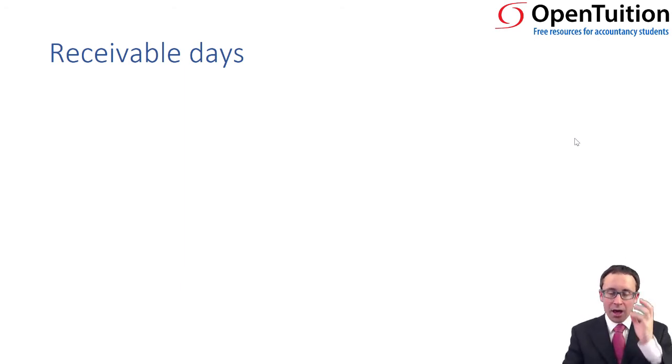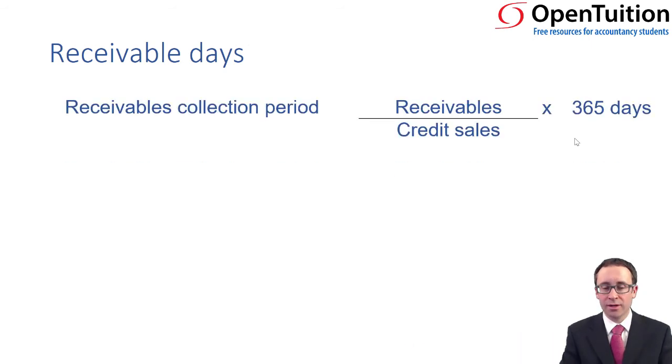Okay. Receivable days. That's looking at the number of days it takes to collect cash from the customer. Again, similar process. You take your receivables, divide by credit sales. So position divided by performance, multiplied by 365.